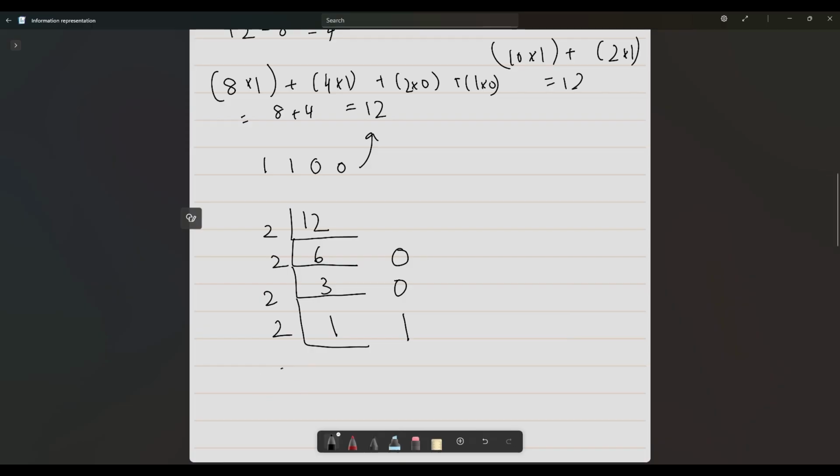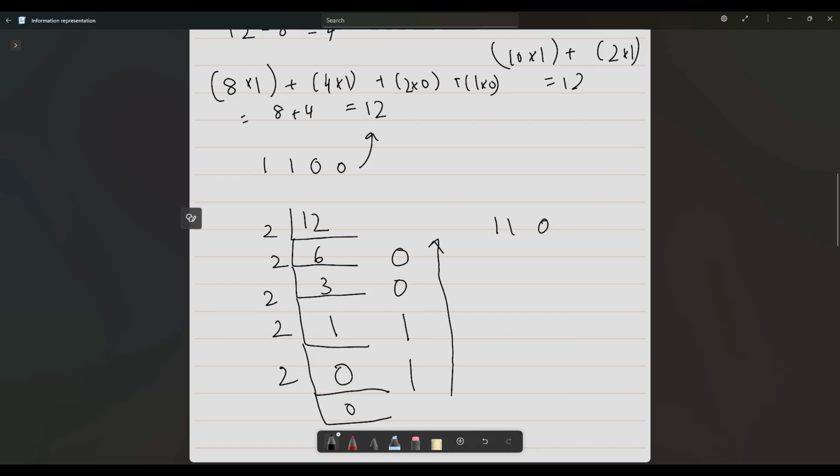Again, if you divide by 2, you get 0, but the remainder will be 1. Then after that, 0. When you do successive division, you have to write the binary number from downwards to upwards. So basically like this.